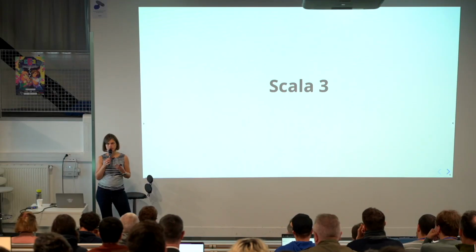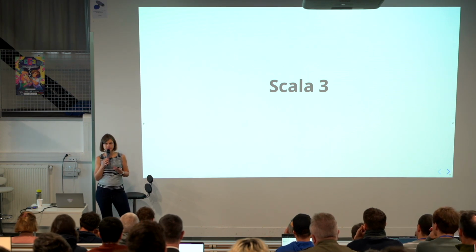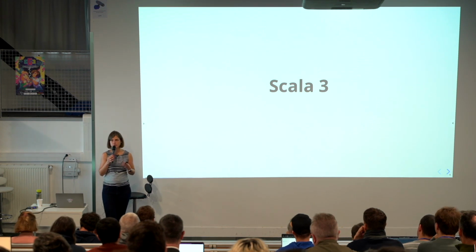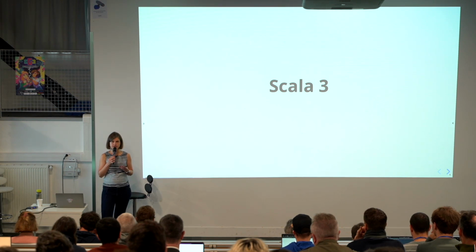So by now it's probably not a surprise that implicits were discovered as such a pain point, which was decided to be redesigned. And it's redesigned to the point where the implicit keyword is gone altogether. You don't really find it in Scala 3. So what do you get instead? Instead, you get a couple of new language features, and each of them does one thing and does it well. So let's see what those are.